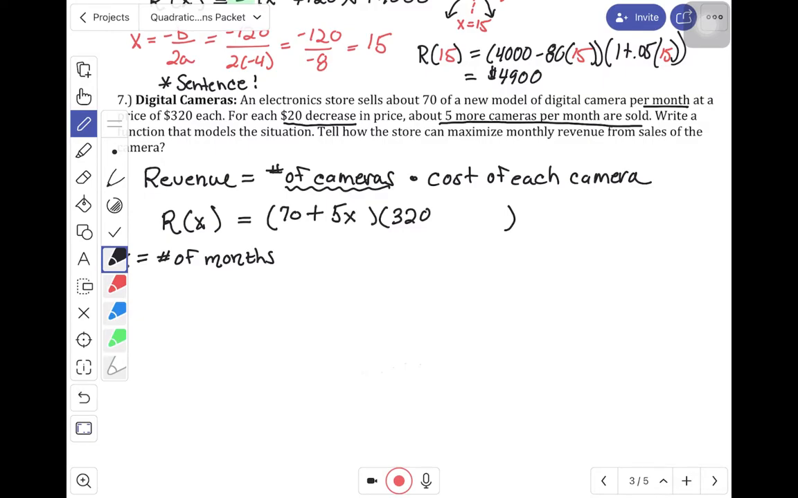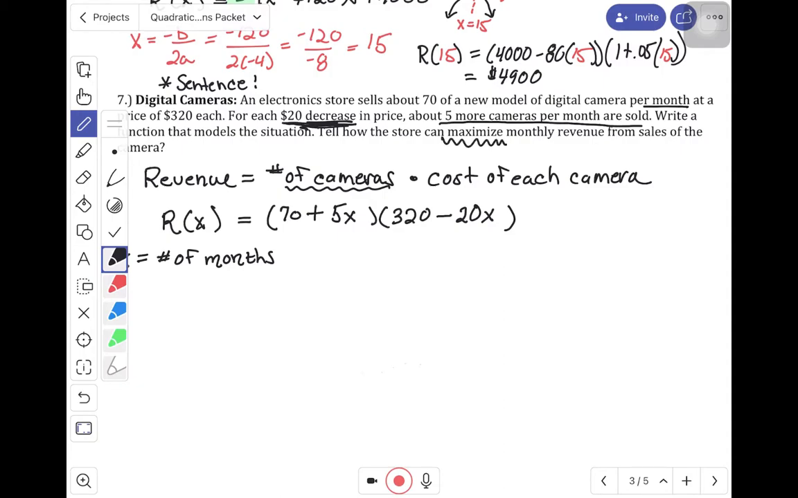Now I have to go ahead and look at the expression for cost. In order to sell 5 more every month, I had to decrease the price. To decrease means to subtract. So I'm going to take 320 and subtract $20 each month. After 1 month, I knock $20 off the price. After 2 months, I'd be knocking $40 off the price. After 3 months, I'd be knocking $60 off the price. So I'm going to subtract 20x. Again, I'm asked to find the maximum.